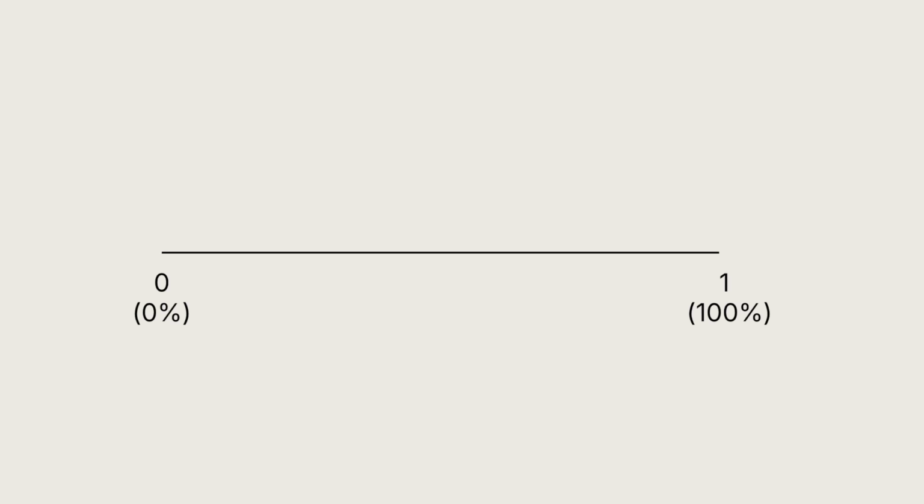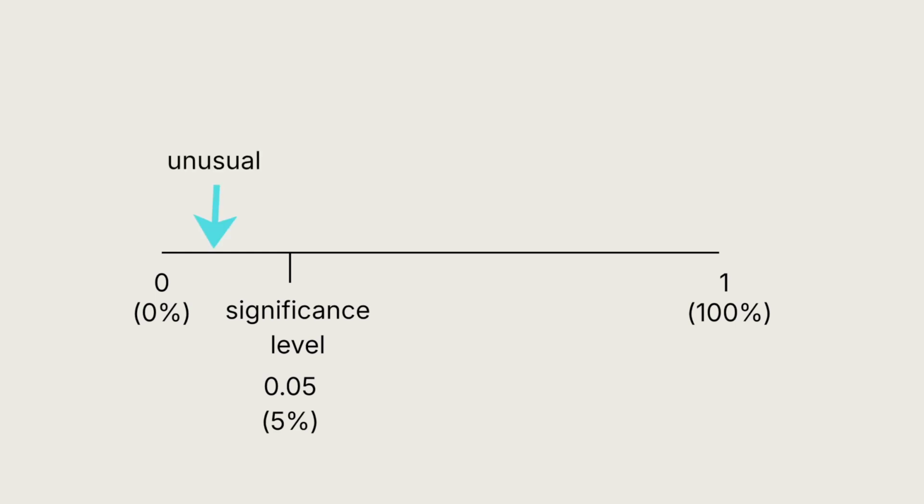We then have some cutoff point because we like thinking in terms of black and white. So we have some cutoff point in which we say that this result is unusual or this result is not unusual, and that is called our significance level, which by default is 5%. And we say that if something is less than this significance level, we reject the null. If it's greater than this significance level, we keep the null. And that significance level is just our line in the sand that separates unusual from usual.